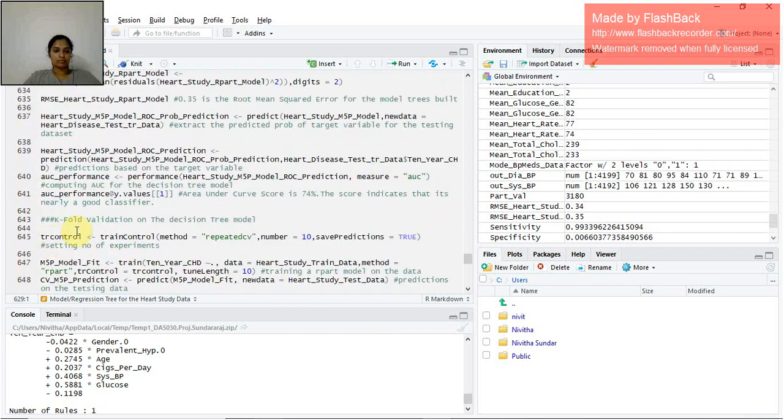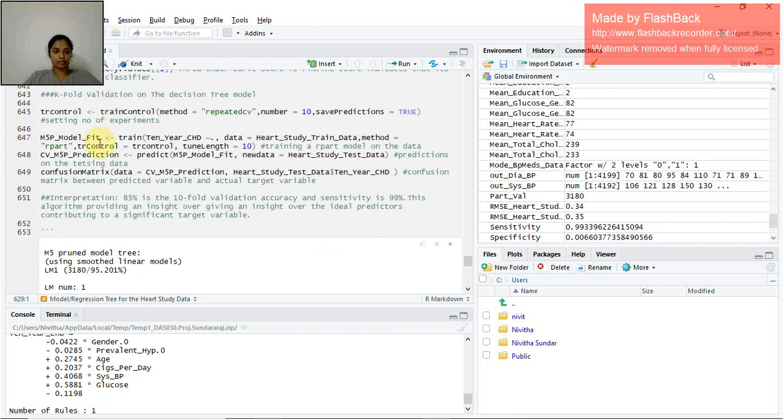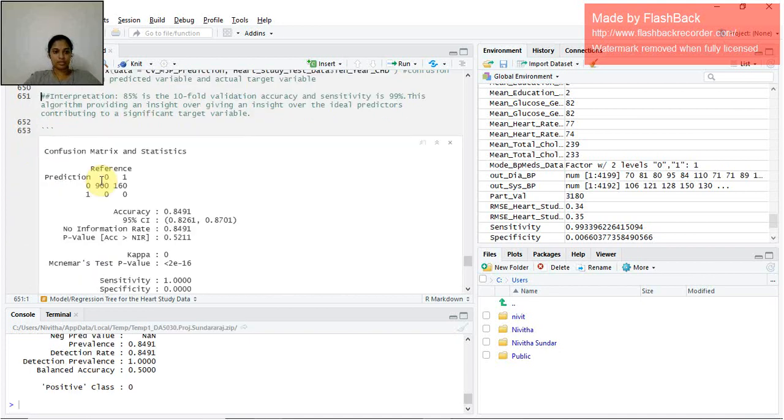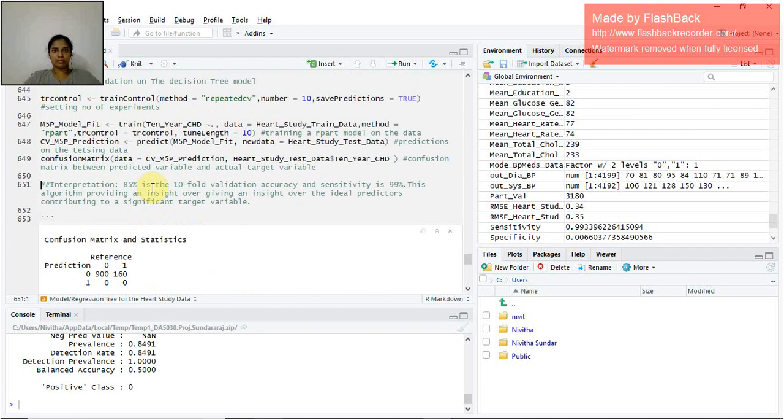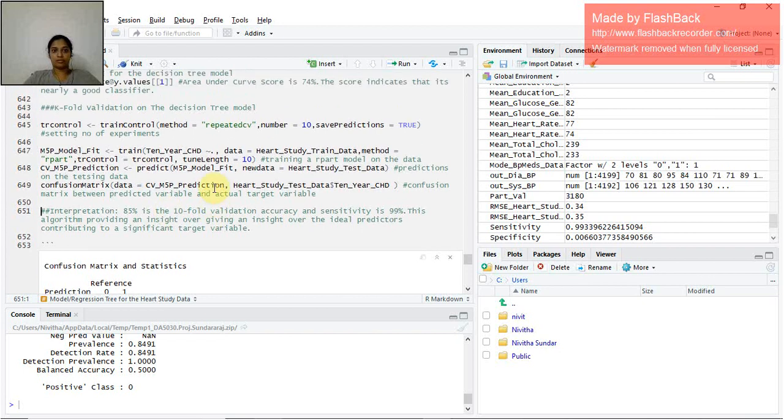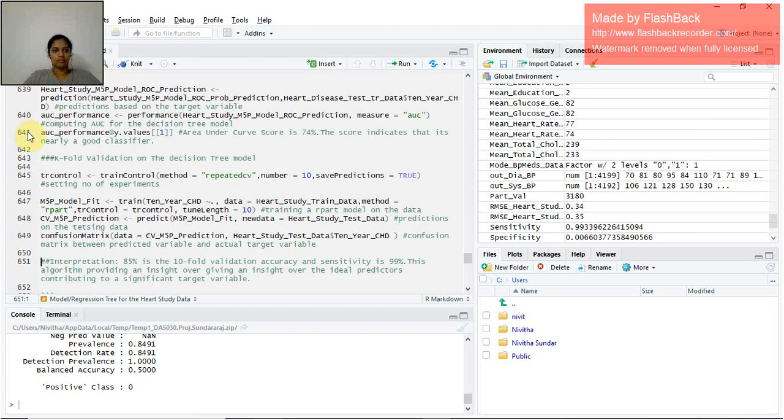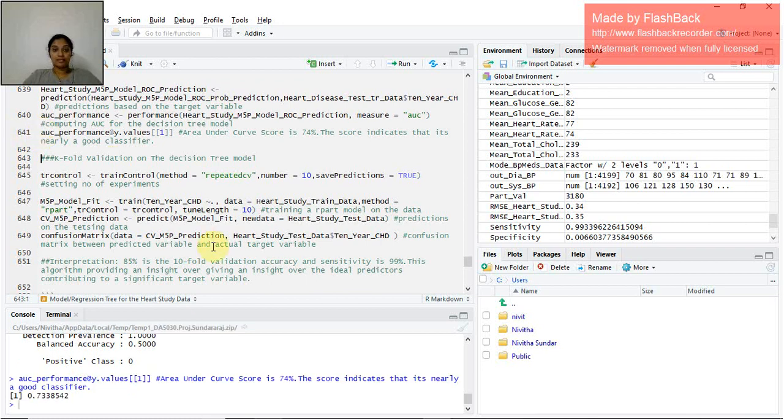K-fold cross-validation was done, and a confusion matrix was created to evaluate the accuracy, and even the accuracy was 85%. That was also very surprising. The AUC in this case was 74, indicating that this could serve as an excellent classifier for the data set.